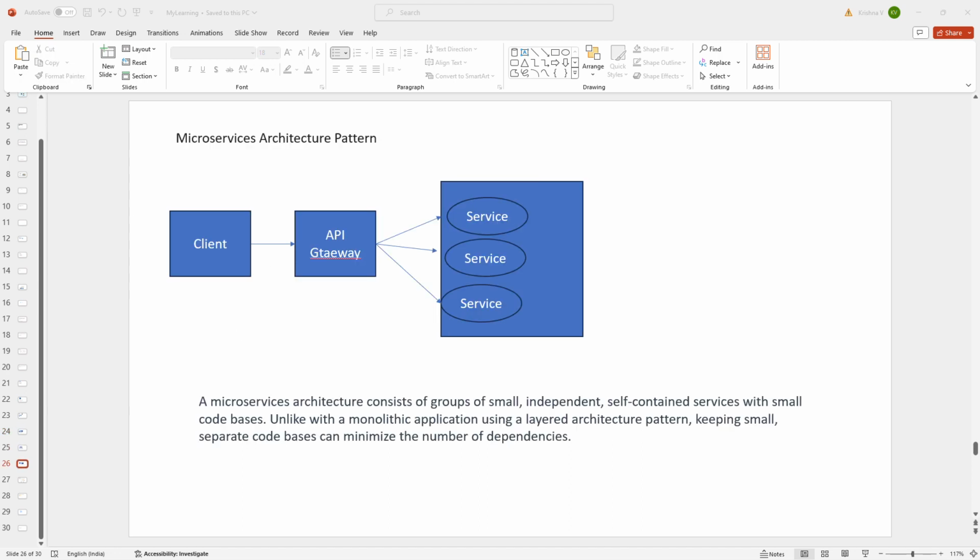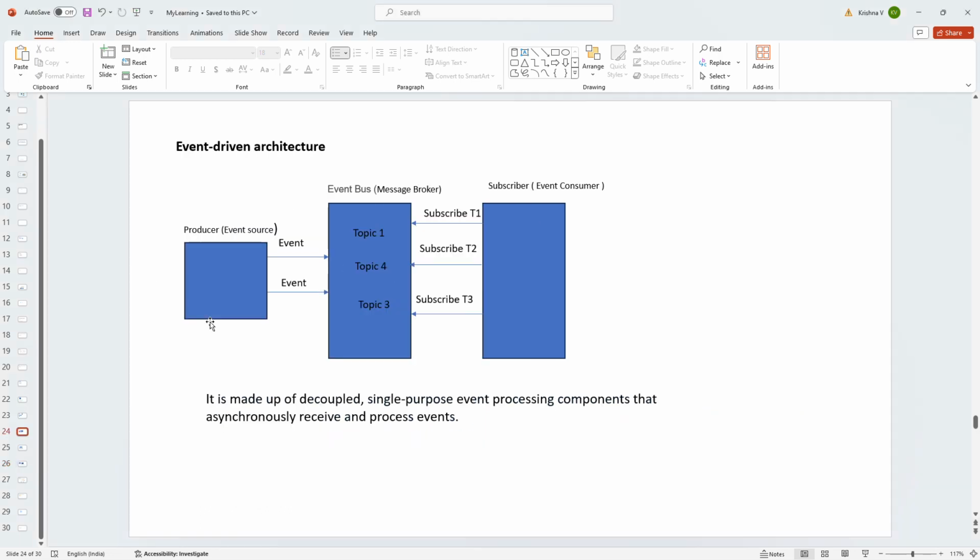Okay, so we have two very popular queuing systems for the event-driven model. One is Kafka and the other one is RabbitMQ. So both are powerful, mature, and well-maintained tools with broad support from the industry.